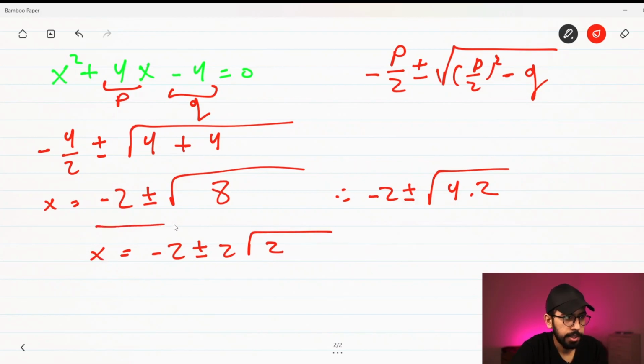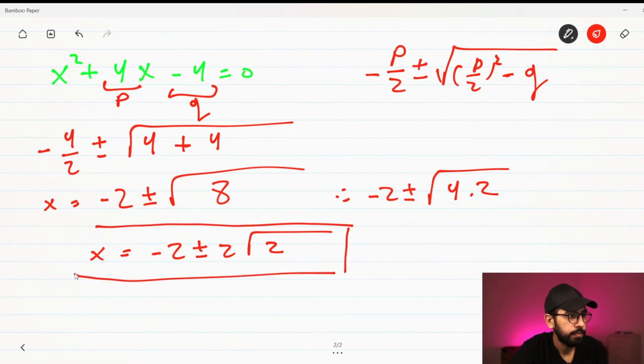So this is our x2, and x1 we have said is equal to 1.